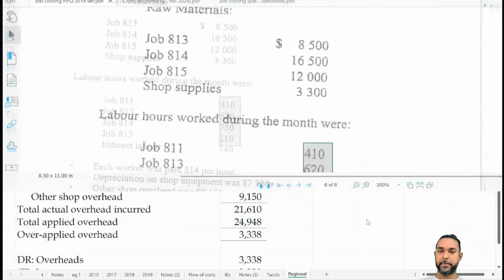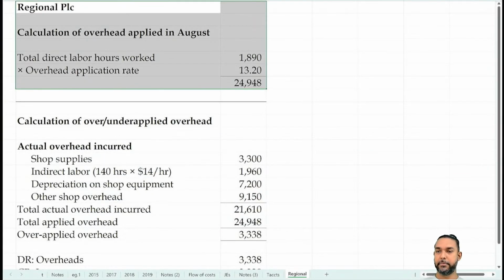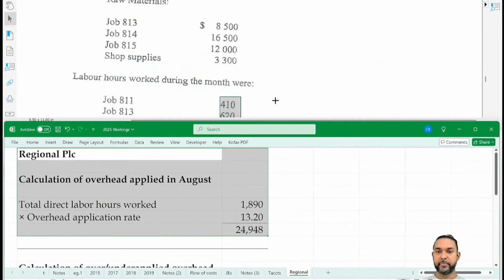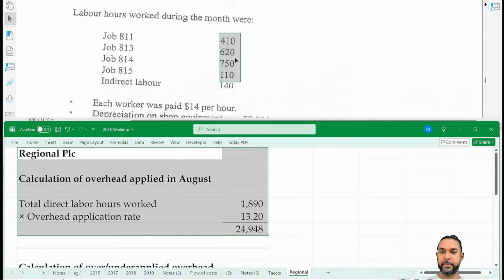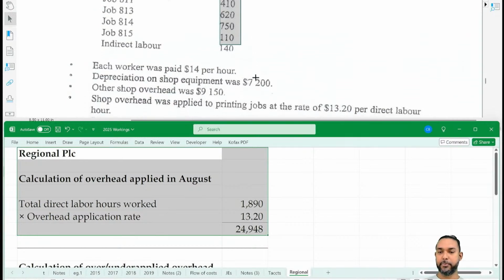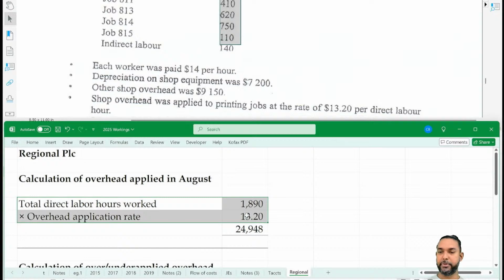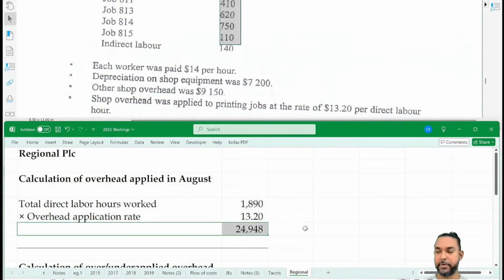Put that one on top. We'll put this one below, right? Right, so 410, 620, 750, 110. So 410, that's 18, 1,890. Right. So you're going to multiply 1,890 by the 13.2, and we get 24,948.